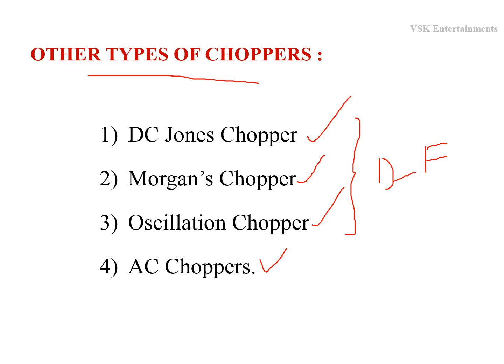If we consider the fourth one, that is AC chopper, it is a chopper which converts fixed AC voltage to variable AC voltage. In this we are going to use natural commutation or line commutation. The working principle of the first three choppers, that is Jones chopper, Morgan's chopper and oscillation chopper, is almost the same.